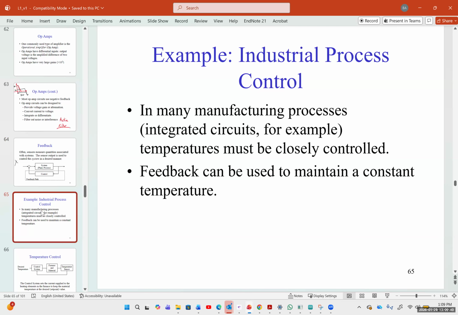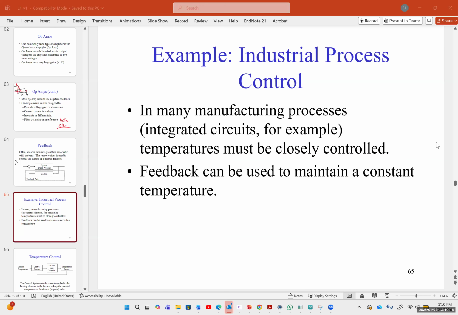Now, some examples of feedback systems are industrial process controls. In some manufacturing processes, integrated circuits, for example, temperature must be closely controlled. We can do that using feedback. One example of using a feedback system is your HVAC system, the thermostat that you have at your home. That has a feedback. There are different types of feedback systems.